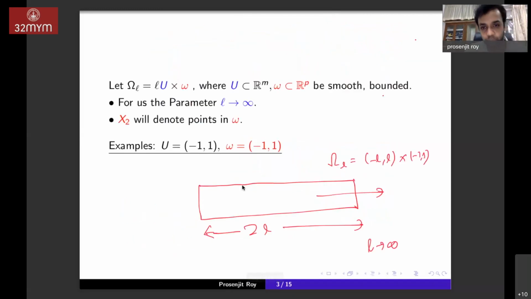Okay, now from a mathematical point of view, things can be generalized, and we can talk of a more general cylinder of the form L times U1 cross omega. So this is the cross section. Omega is a smooth bounded set. U is a subset of Rm. Omega is a subset of Rp. So things are in more general dimension that we study as mathematicians. For example, if U is (-1, 1) and omega is (-1, 1), then you get the usual rectangle in 2 dimensions.